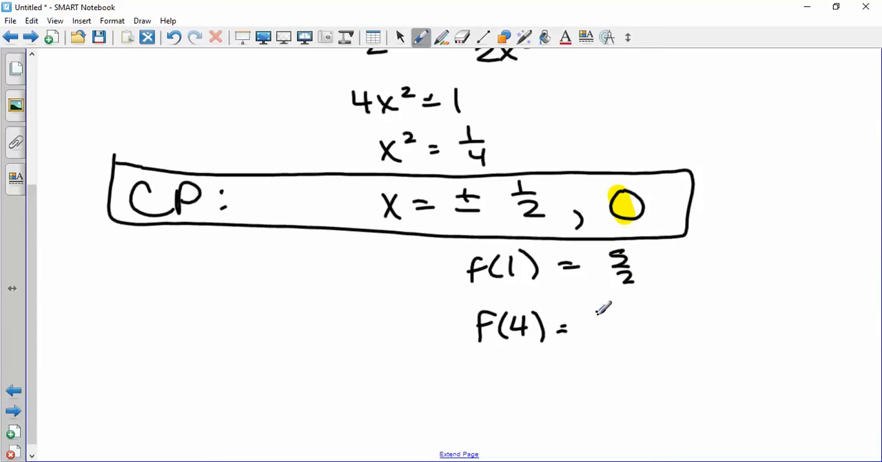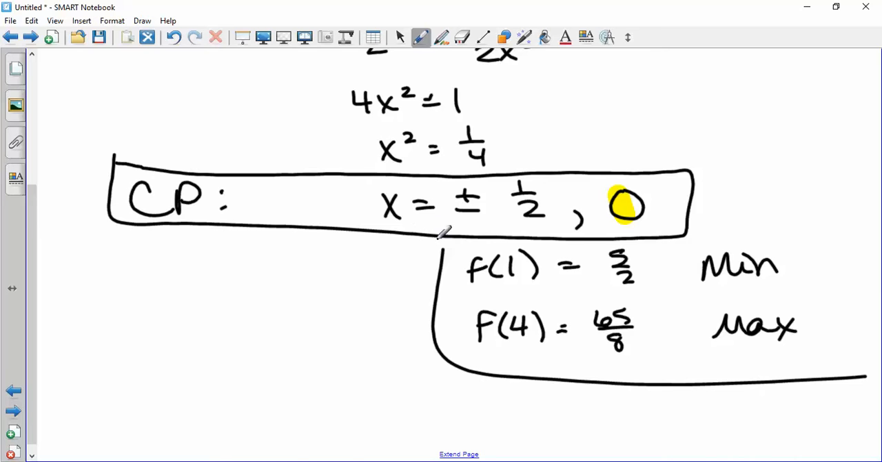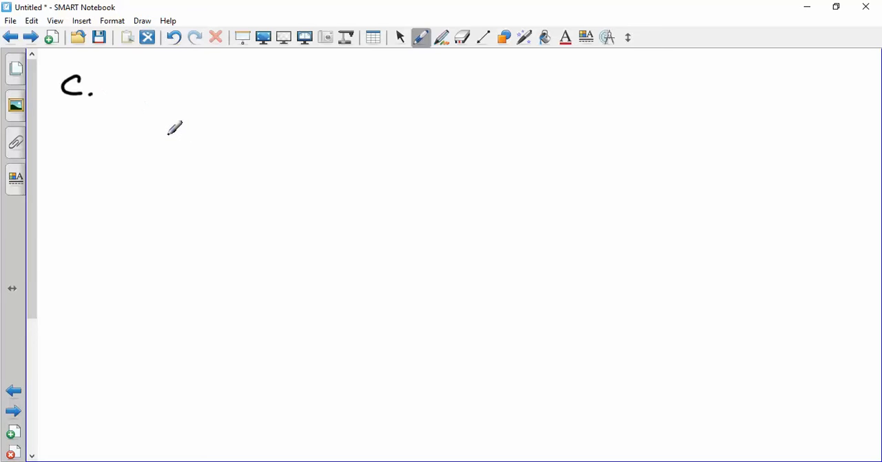So if you plug in 1, you get 5/2. If you plug in 4, you get 65/8. So this is our min, and this is our max. So C.